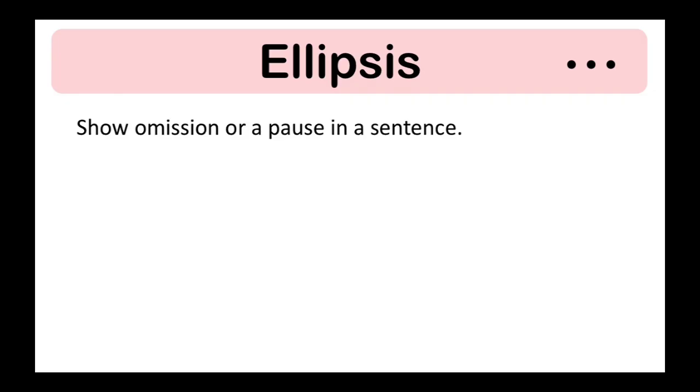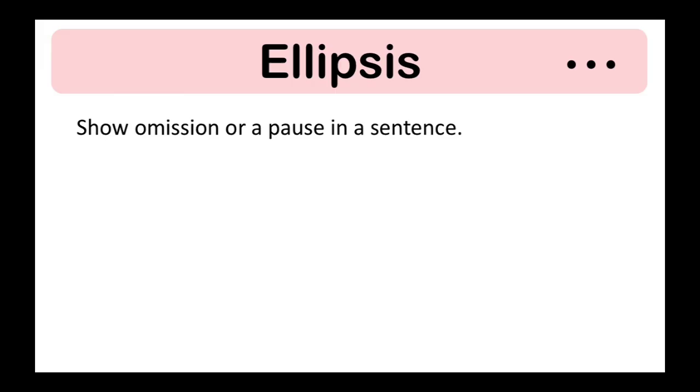Ellipsis. These are 3 dots to show omission or a pause in a sentence. Omission refers to something being left out. We can use ellipses when we want to miss out part of a quote. For example, if you've got a very long quote and you want to miss out or leave out the irrelevant parts, you can use ellipses to do this.